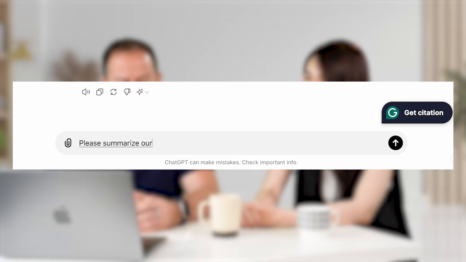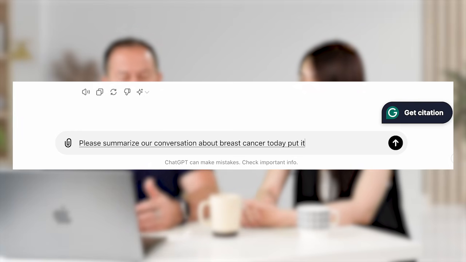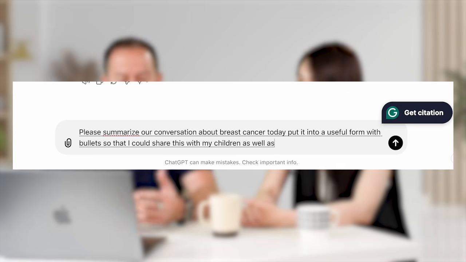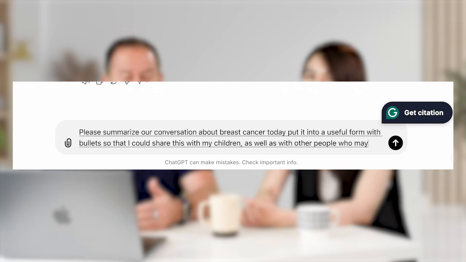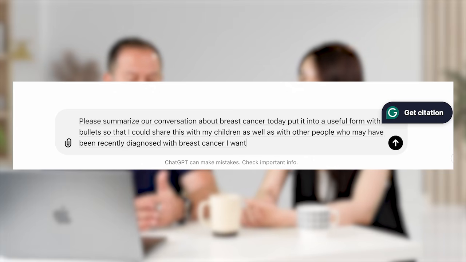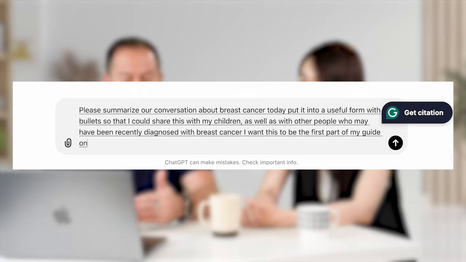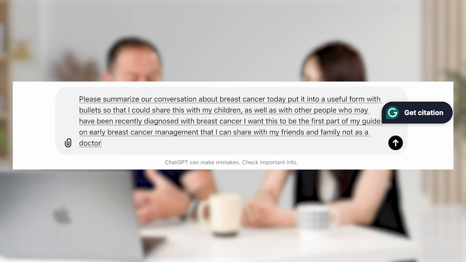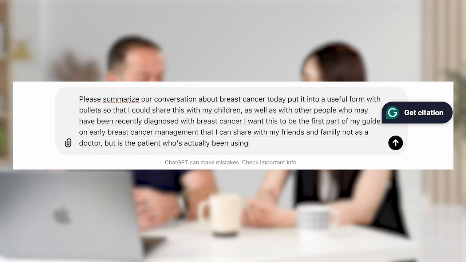It's absolutely great. And I think whether it's the oncologist or a nurse practitioner or a GP, this information, again, we're going to finish in a second, so please summarize our conversation about breast cancer today. Put it into a useful form with bullets so that I could share this with my children as well as with other people who may have been recently diagnosed with breast cancer. I want this to be the first part of my guide on early breast cancer management that I can share with my friends and family, not as a doctor, but as the patient who's actually been using the tool.